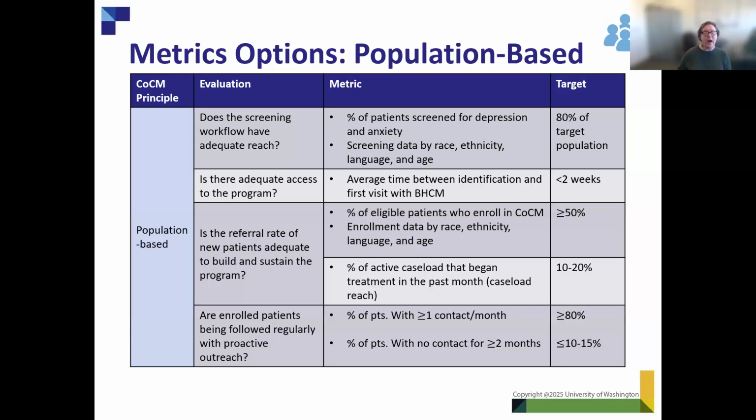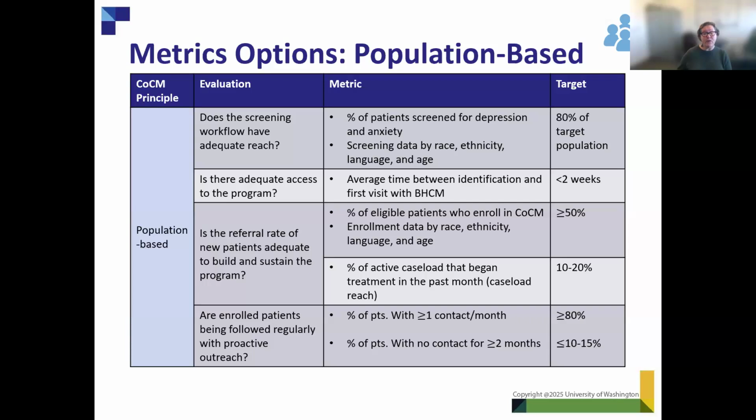Next, it's a good idea to track the proportion of eligible patients who enroll in collaborative care. There are a number of studies that report on this for programs that serve diverse patient populations. The average that's reported is about 50%, though cost share issues can drive this up or down. So depending on what the cost share is based on the patient's payer, that can certainly drive up enrollment.